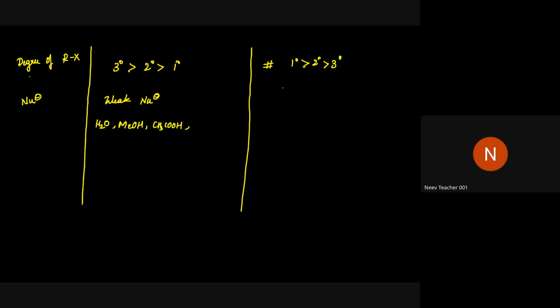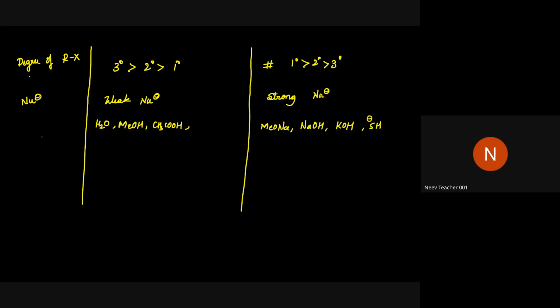Strong nucleophiles prefer the SN2 reaction. Can anyone give an example? NaOH, MeONa, KOH, SH minus, all of these.